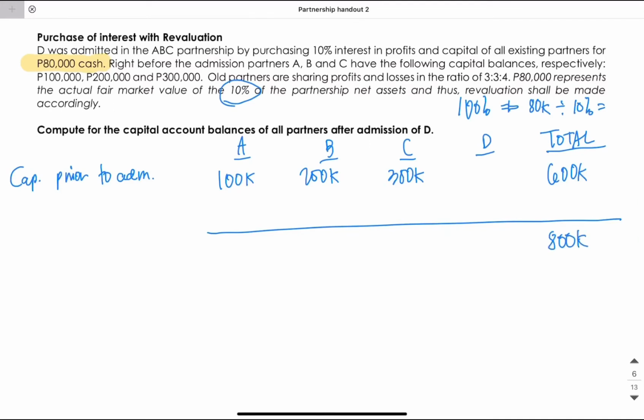So the fair market value of 100% of the partnership net assets amounted to 800,000 pesos. So as you can see, there's a difference between the original capital contribution or the capital balances prior to admission in the amount of 200,000 pesos. So this 200,000 pesos represents the revaluation of assets. These revaluation assets, as discussed previously, will affect the old partners' capital accounts only. Okay, and this upward revaluation will be distributed in the 3:3:4 profit and loss ratio.